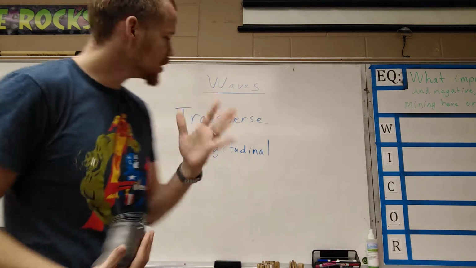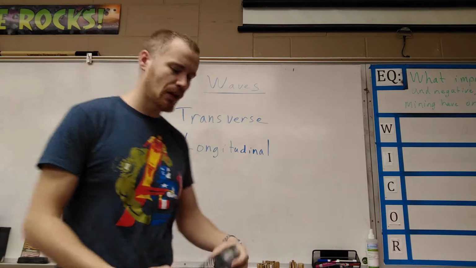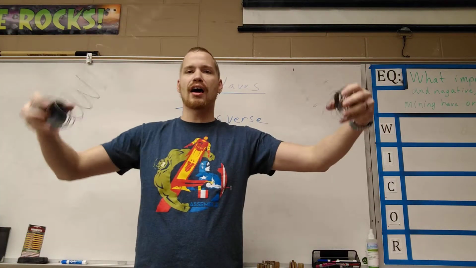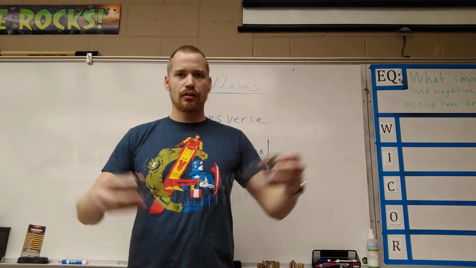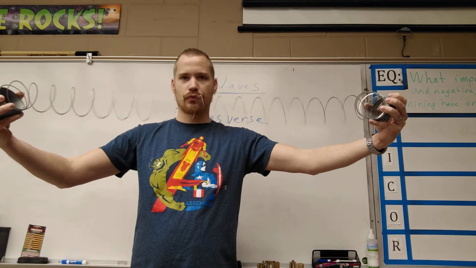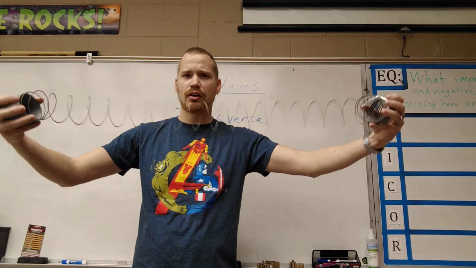Now, we have different parts of a wave. We have the crest and the trough. The crest is going to be the top of a wave, and the trough is going to be the bottom of a wave. The resting point from where there was no wave, that's called the normal.